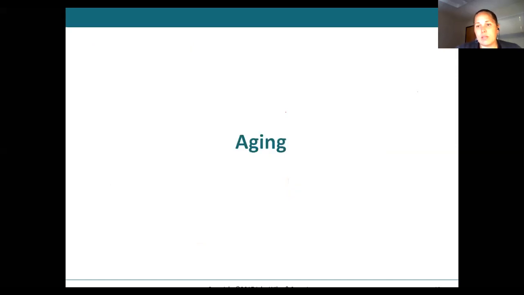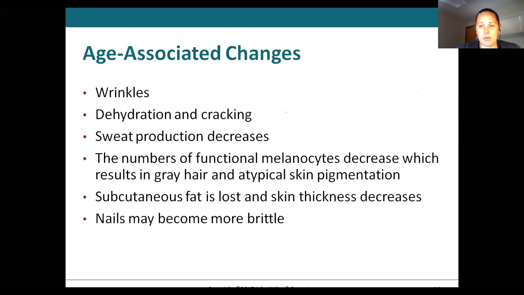Okay, in terms of the integumentary system, how does it age? As time passes, you're going to notice things like wrinkles, dehydration and cracking. Your skin becomes a lot less pliable. Overall, you're not going to be sweating as much, the farther away from puberty you get. Your functional melanocytes decrease, which results in gray hair and atypical skin pigmentation. We talked about hair and how melanocytes assist in that coloring, and once you lose melanocytes, that's how gray hair occurs. And subcutaneous fat is lost and the skin thickness decreases.